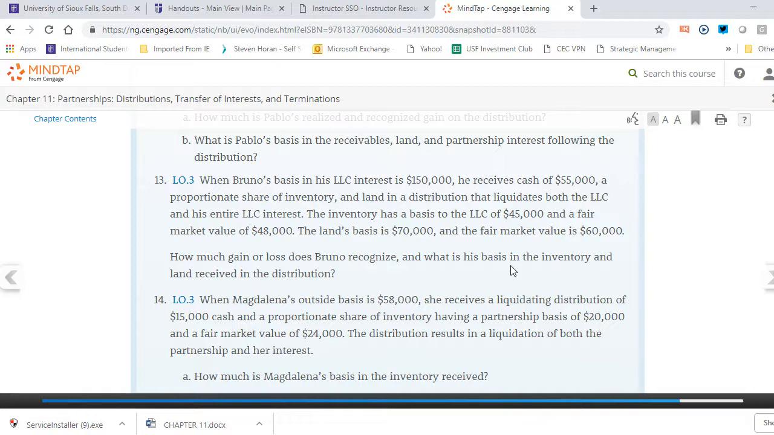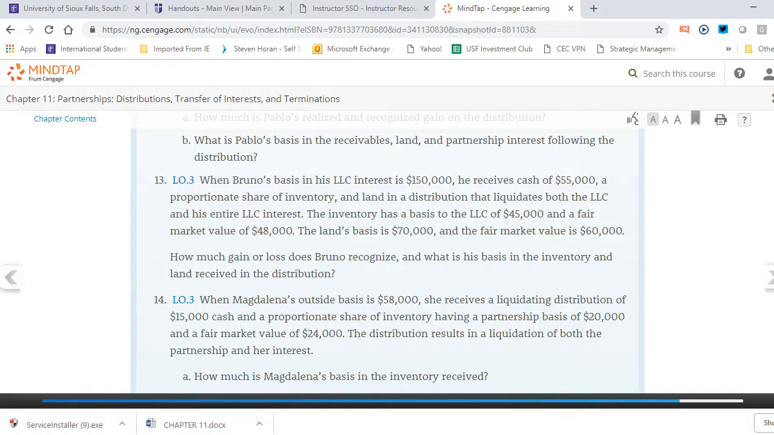Well, first of all, recognize that there is no gain or loss for Bruno to recognize. He's going to instead just simply receive some carryover basis in what was received. So he'd receive a carryover basis of 45,000 on the inventory. So his basis on the inventory is 45,000. And then we'll have to think about from there, though, what goes to the land. So remember that his basis was originally 150, and he receives land and cash of 55.